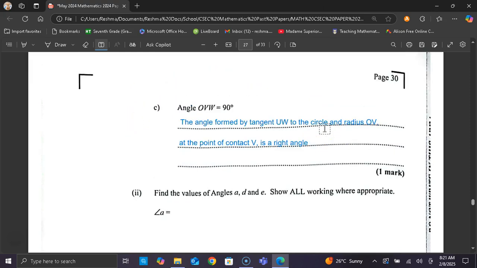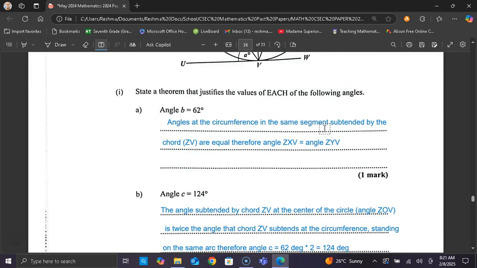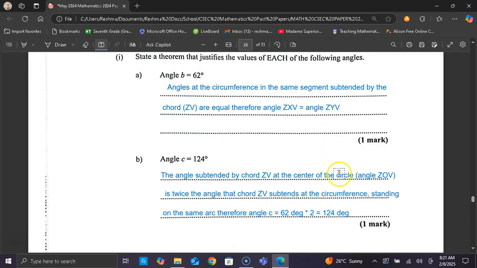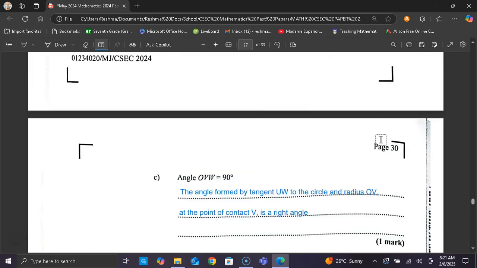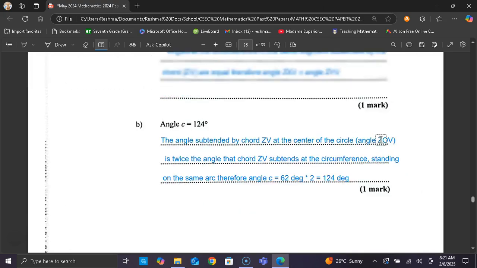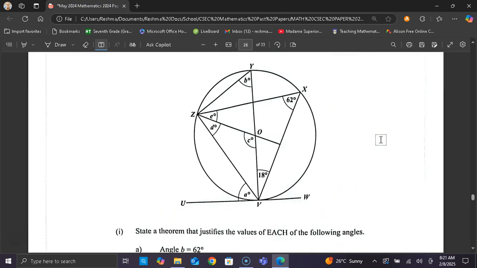Notice for all the theorems that I stated, I would have named the angles, I would have named the chord, the tangent, the radius. I would have labeled them with the given letters. That's important when you're stating the theorems because you have to show why these angles are equal to the given answers based on what is given in the circle.